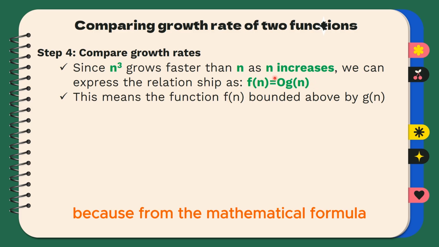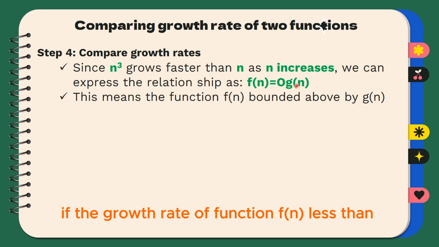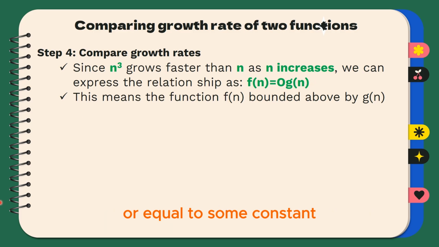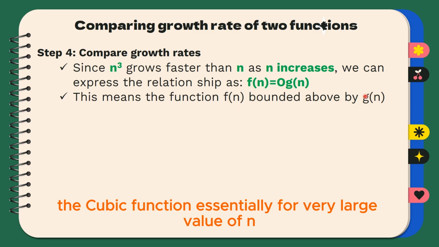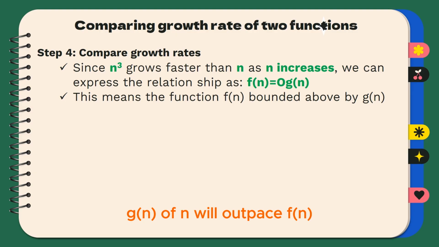Because from the mathematical formula, if the growth rate of function f of n is less than or equal to some constant c times g of n, we can express it as f of n equal to big O of g of n. This means that the function f of n, which grows linearly, is bounded above by g of n, the cubic function. Essentially, for very large values of n, g of n will outpace f of n.